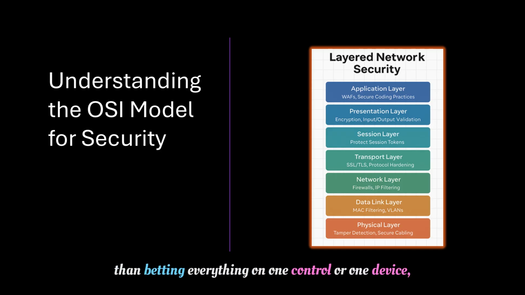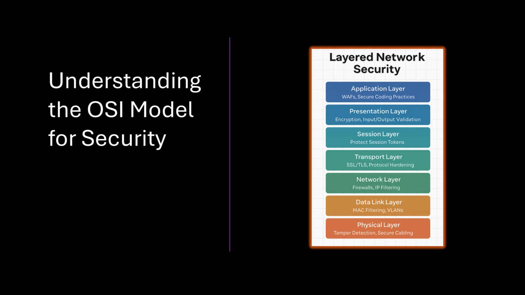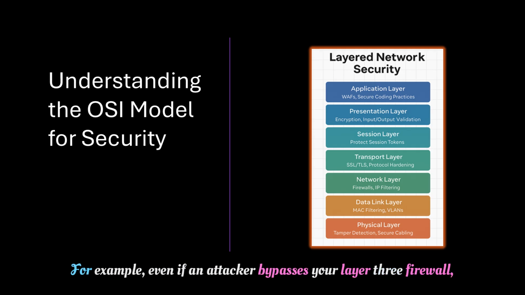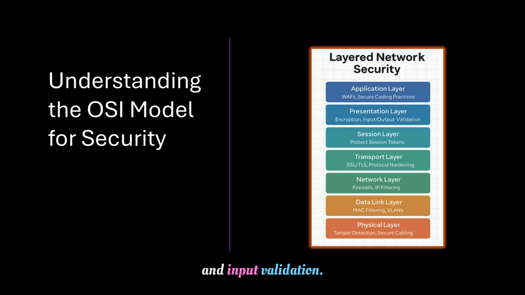Rather than betting everything on one control or one device, you'll adopt a defense-in-depth approach. You layer protections across the stack, so if one layer fails, another catches the threat. For example, even if an attacker bypasses your Layer 3 firewall, they'll still be challenged by Layer 7 protections like WAF rules and input validation.